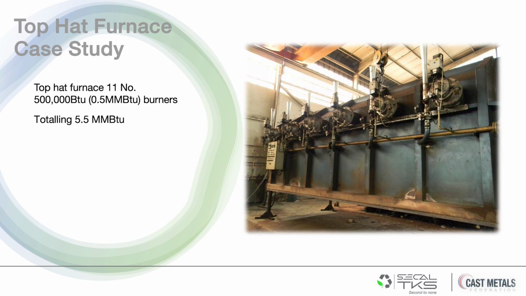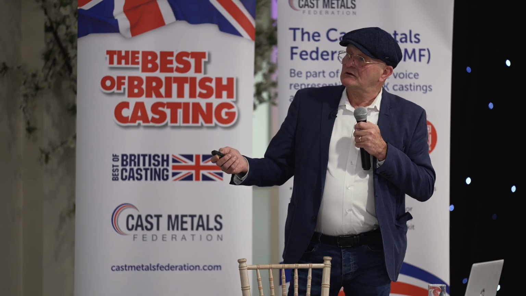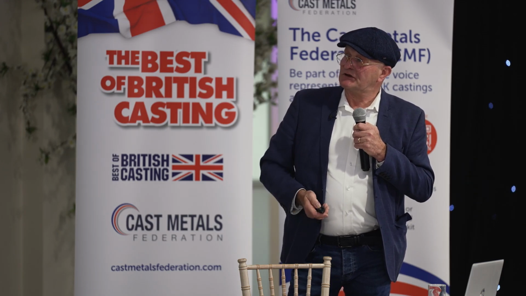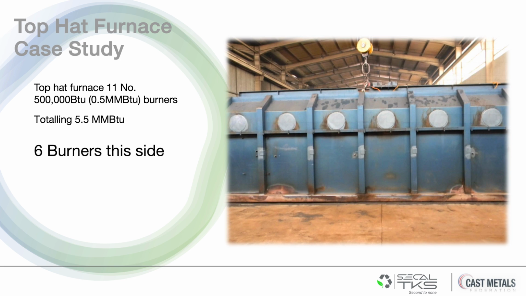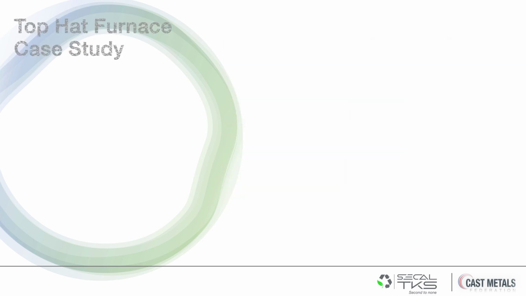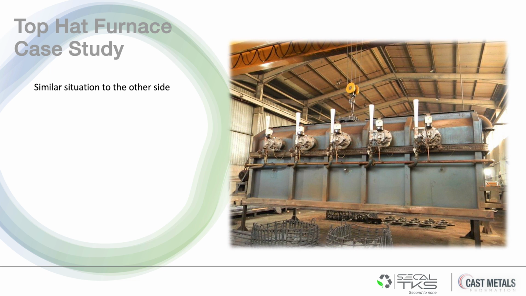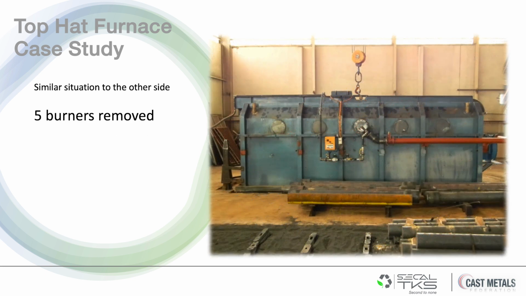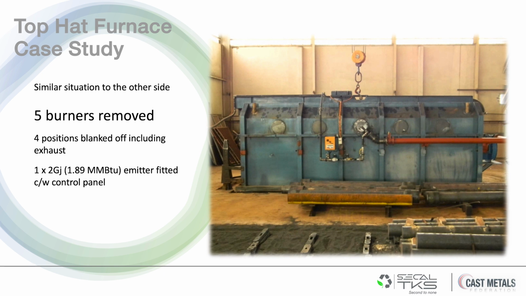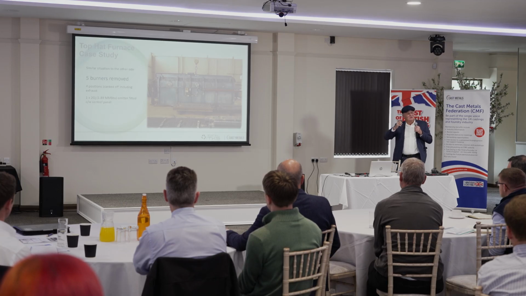500,000 BTU burners, 11, totaling 5.5 million BTU. They were all taken off, all blanked up, including the exhaust on the lower point. The other side, you've actually got 5 of the radiant burners. They were all removed, and a single emitter was placed in the center. And it was a 2 gigajoule unit, which is approximately 1.8 million BTU, as against the 5.5 million BTU.